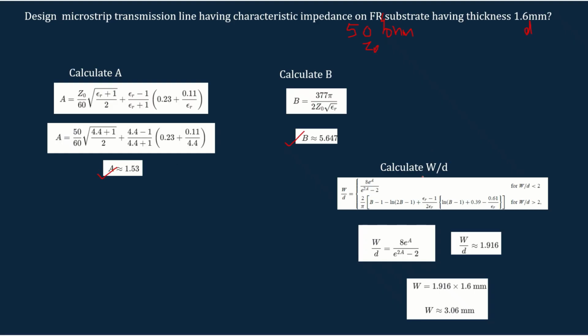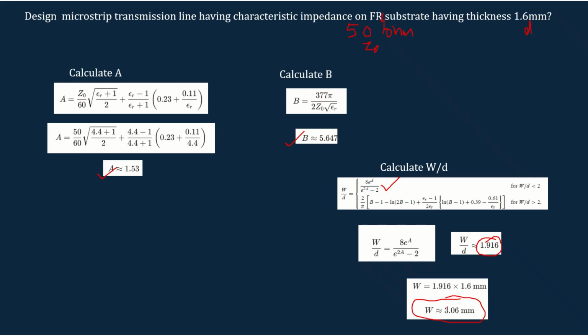Now our aim is to calculate W by D. First we start with the first equation, assuming that W by D is less than 2. We don't know yet whether W by D is less than 2 or not. So use this equation, substitute the value of A, and calculate W by D. Here you can see that after calculation this value is less than 2, so our assumption is correct. So we can calculate W by multiplying this value by D. In our case D is 1.6 mm, so we get the trace width W as 3.06.